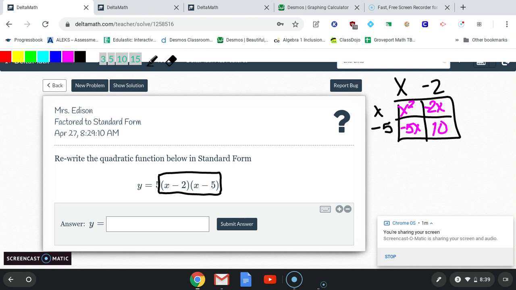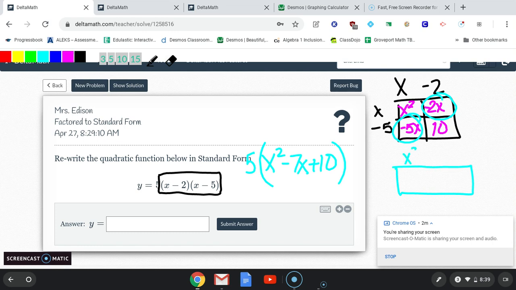So then if I look, those terms are the same. They are x terms, so I'm going to put those together. So I have x squared minus 7x plus 10. And then I have to bring that 5 down. So I still have the 5 out front, so I'm going to multiply that. I'm going to use the box method again. Put the 5 out front, so that's 5x squared minus 7, or 35x, my bad.